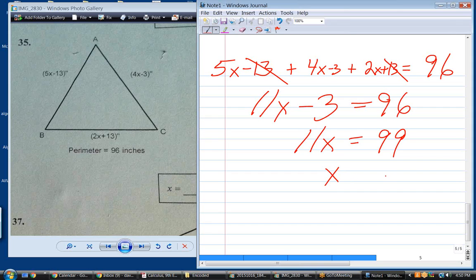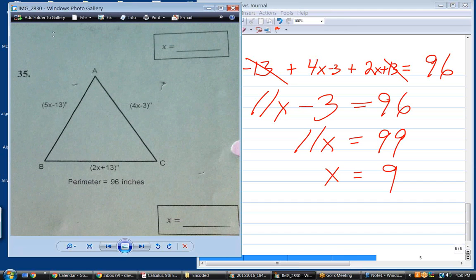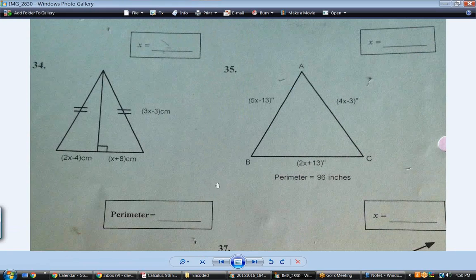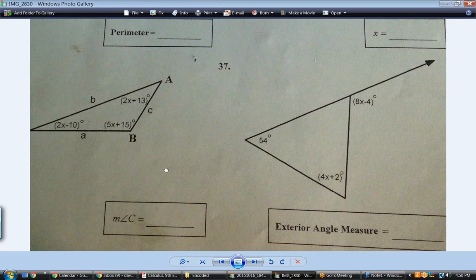11 and 11, and x equals 9. Correct. We've solved for x. Okay. Let's see. Here, next one.